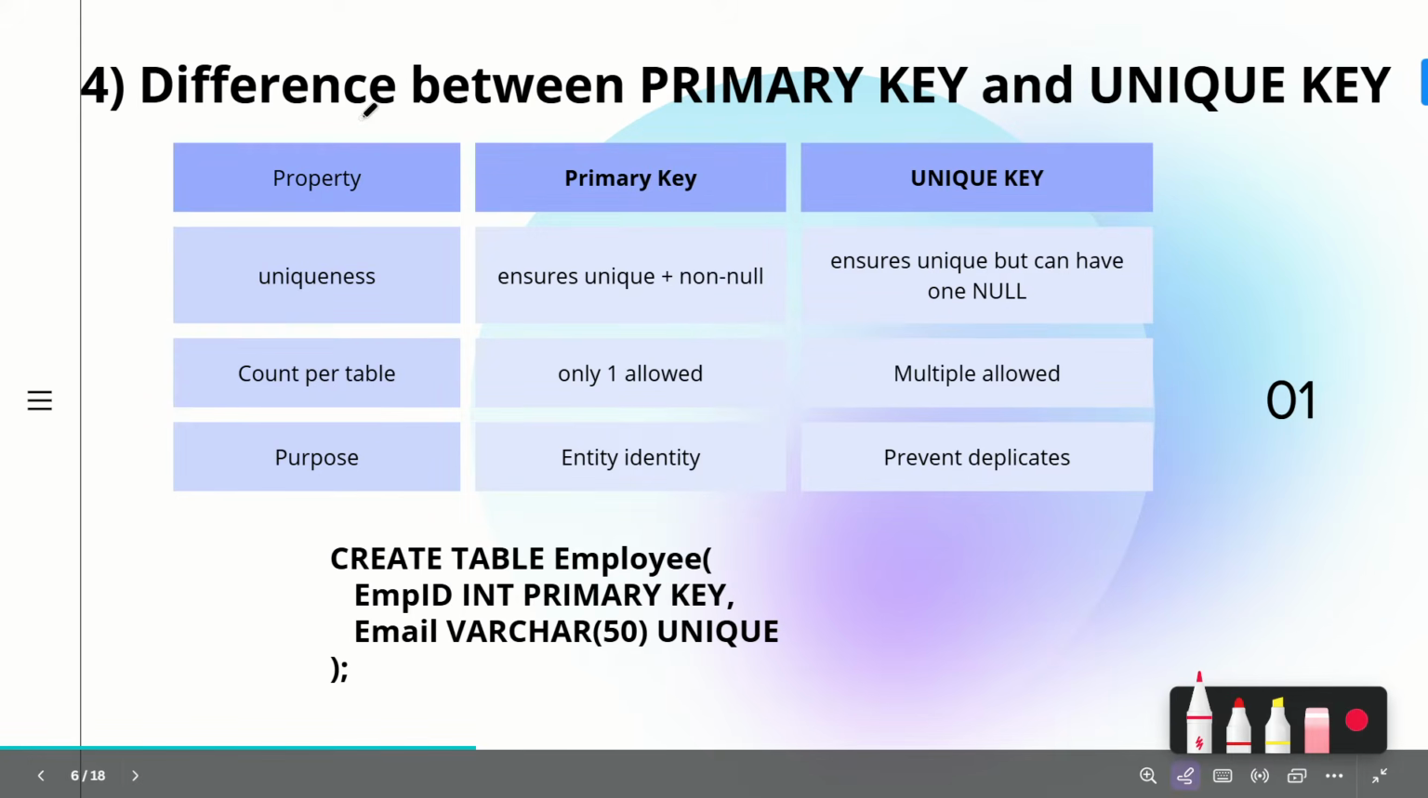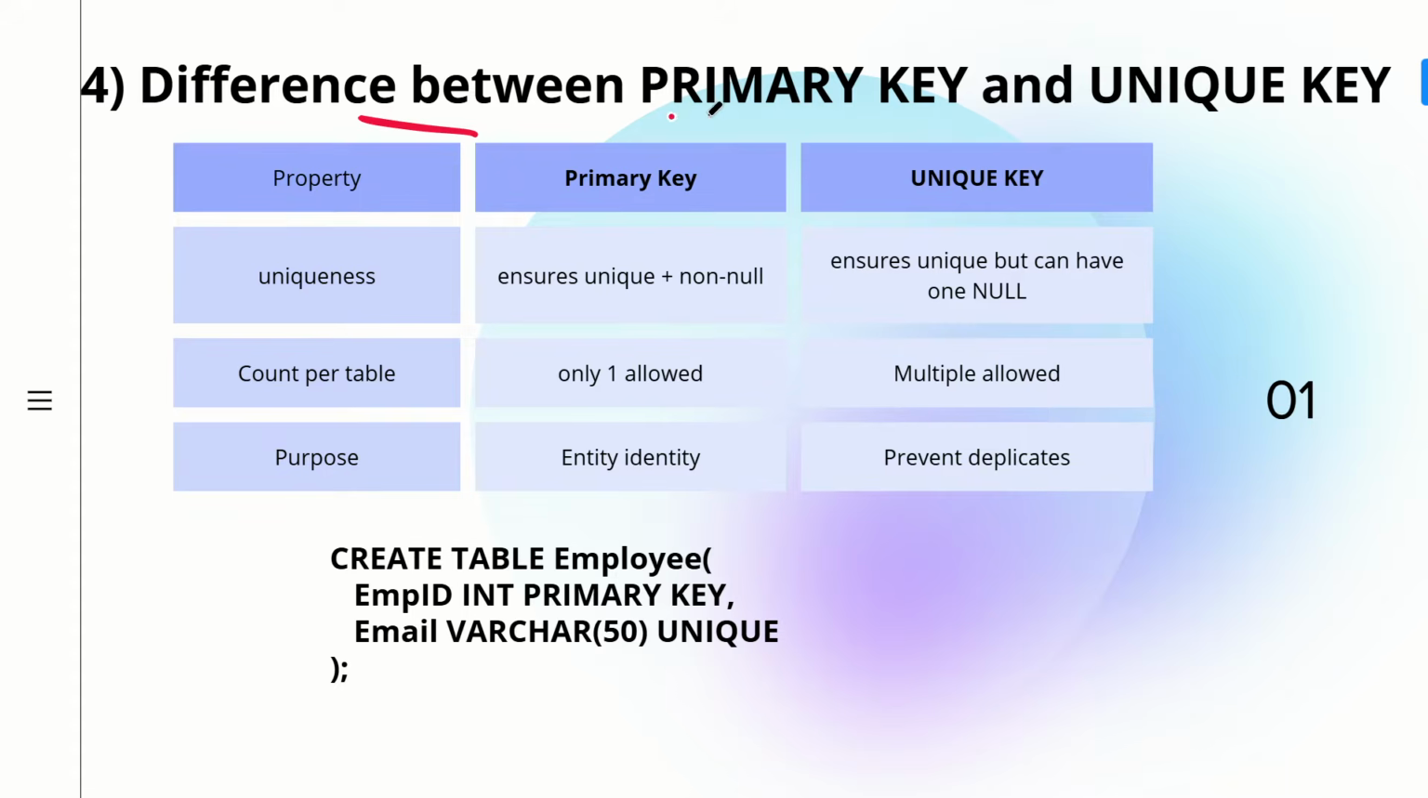Now we will see our fourth question. What is the difference between the primary key and unique key? So we will see what is the difference between primary key and unique key. Here we have the first property, that is uniqueness. You can see in primary key, it ensures uniqueness, but it also makes sure that there is not even a single null value present in any of the rows.